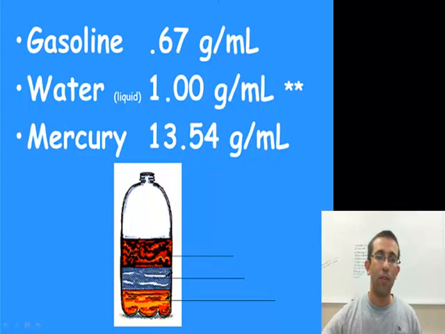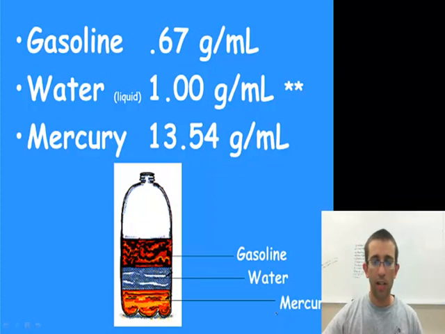If you haven't learned this before, it's okay, you're learning it now. The largest density actually goes to the bottom of the bottle. So we have mercury down here. So your largest densities always go to the bottom. Your middle-sized density, water's in the middle. And gasoline, your smallest density, always goes to the top.